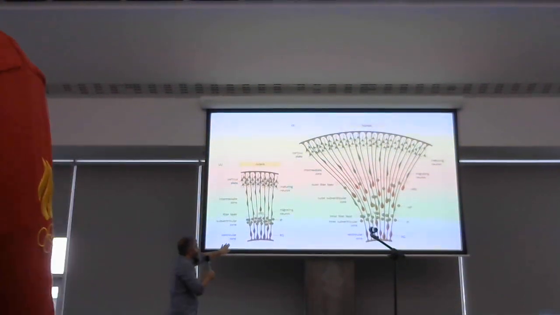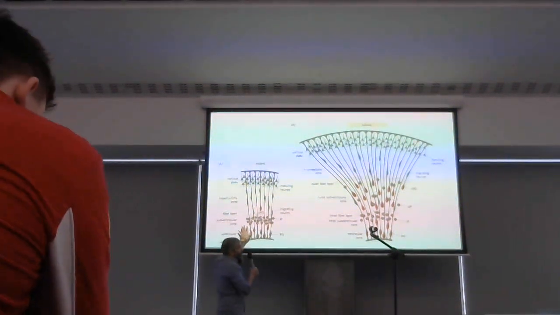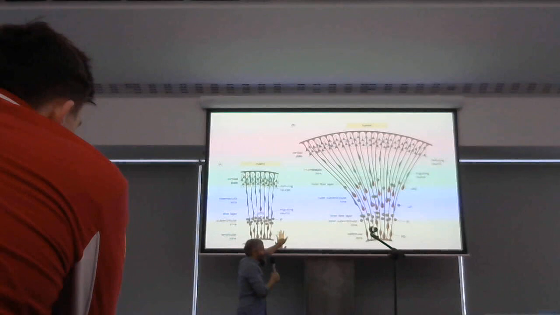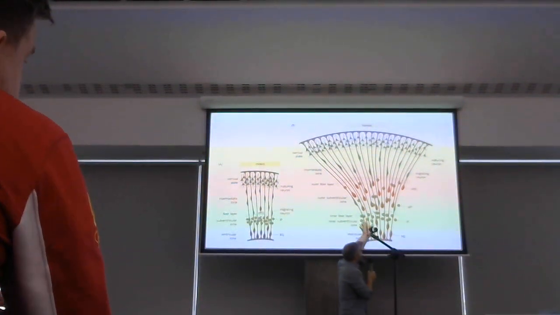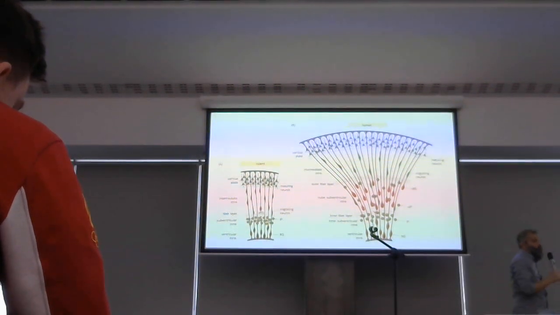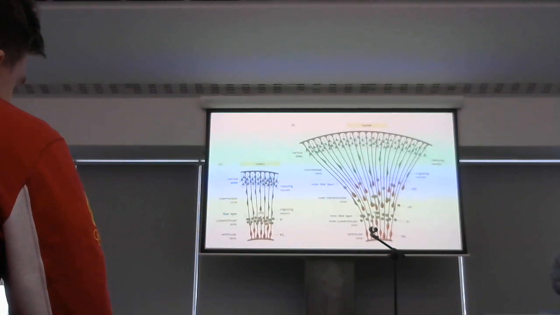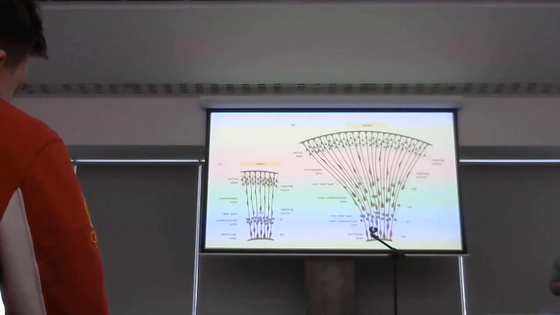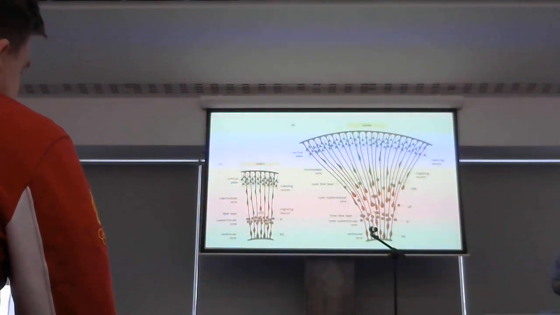there are dividing cells at the bottom. In primates, including humans, you have two layers of dividing cells, and in rodents you just have one layer. There is some difference in this developmental architecture of the cortex. So if you use rodents as a model for cortical development, it has some limitations.